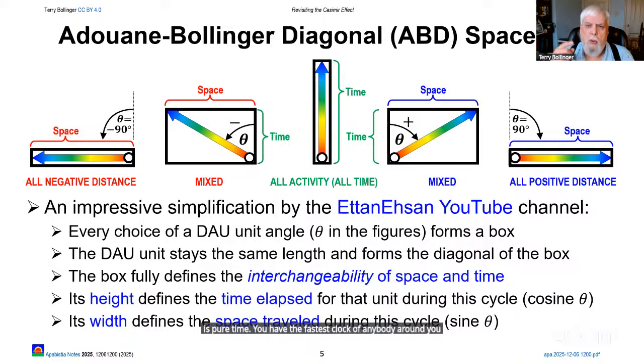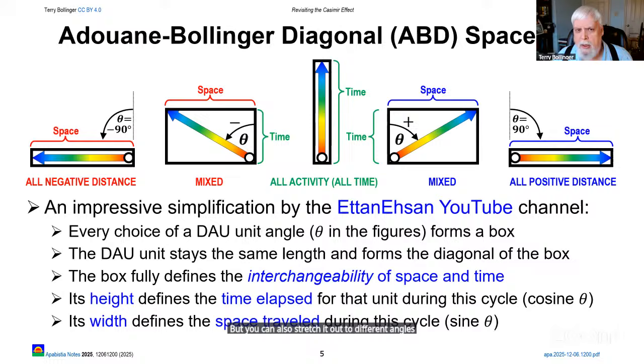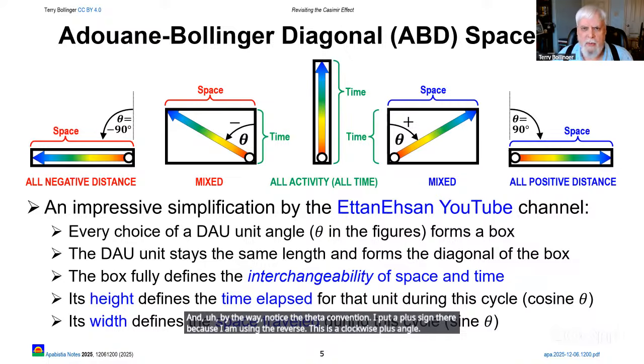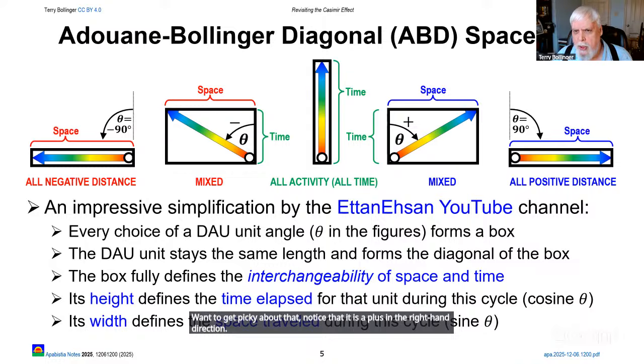The clock just keeps on going in a circle, but you can also stretch it out to different angles and go to the right or go to the left. You have a choice on that. And by the way, notice the theta convention, I put a plus sign there because I am using the reverse. These are the clockwise plus angles, which is a little different from some of the other representations. So just in case you want to get picky about that, notice that it is a plus in the right-hand direction. So you go all the way over to the right, and the state change that you induce on that object is purely one of translation, of moving to a different point in space.